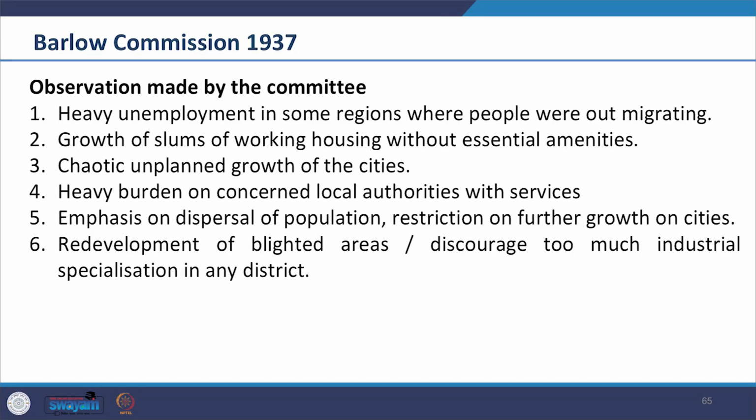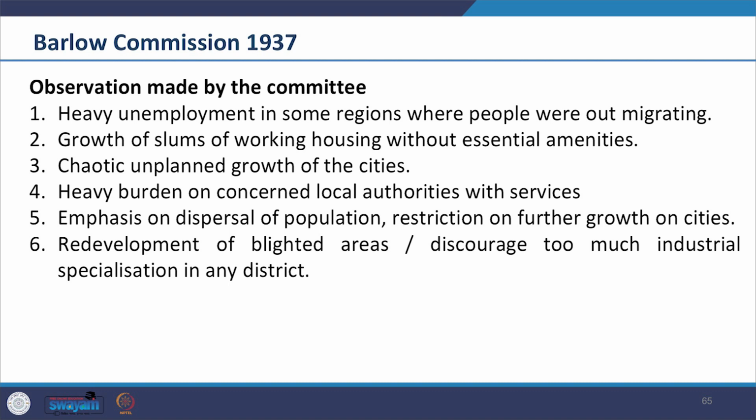The observation included that there was heavy unemployment in some regions where people were out migrating. Further, we see growth of slums of working housing was happening without essential amenities, intrusion of factories and godowns into the built up residential areas, traffic bottlenecks during the peak hours in the industrial cities. Further, the description includes chaotic unplanned growth of the cities without adequate open agricultural land. Further, we see heavy burden on the concerned local authorities with regards to services.